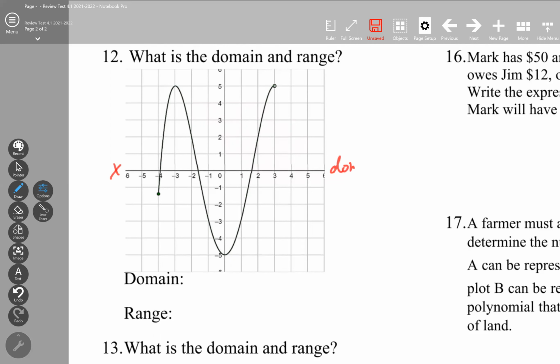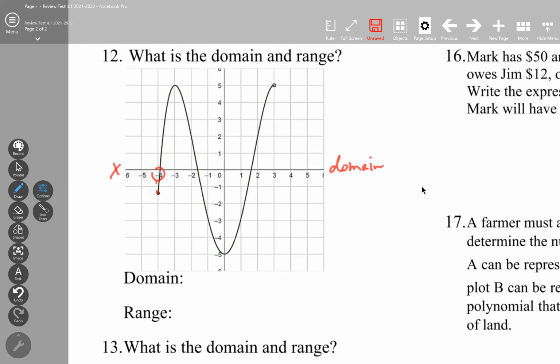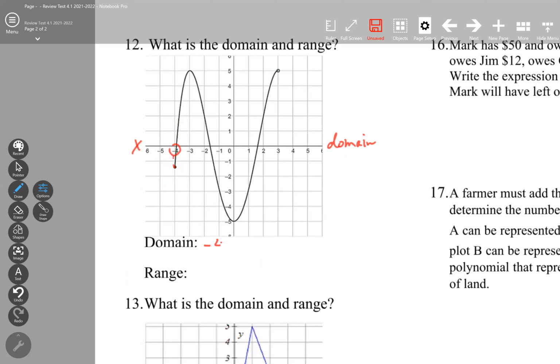So the domain is on the x. All right, so look at your graph here. Keep going. How far to the left? What's my furthest left point? It's right here, right? And so just go up. What number does this cross on the x-axis? It crosses at -4. So for my domain, I'm going to start at -4.